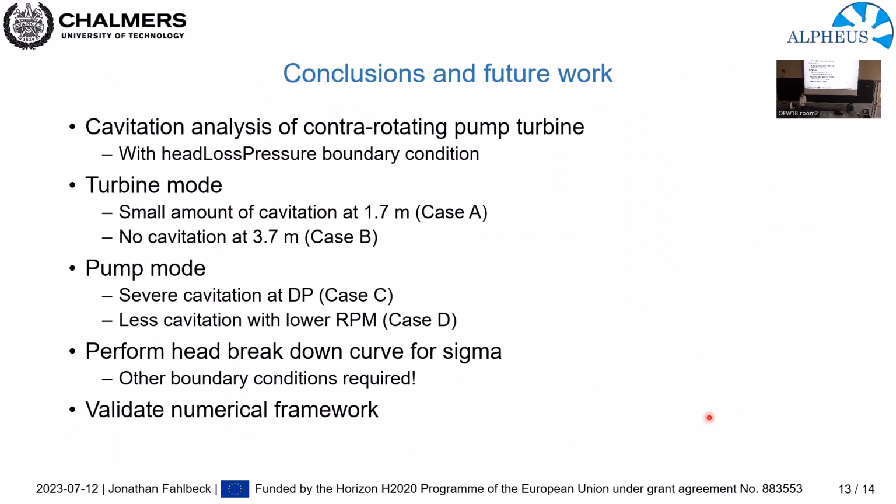So just some conclusions. We carried out some cavitation analysis for the contra-rotating pump turbine, and we prescribed the head loss pressure boundary condition at the inlet and outlet of the numerical domain. In turbine mode, we could see that we had some small amount of cavitation in case A, and in case B we could actually operate the machine in cavitation-free conditions, which is good for the experiments. In pump mode, though, we can see that at the design point we had quite severe cavitation, whereas if we reduce the rotational speed, we could also reduce the amount of cavitation quite substantially.